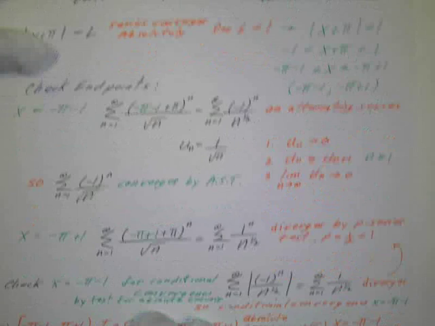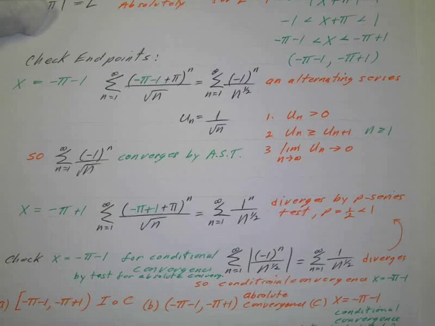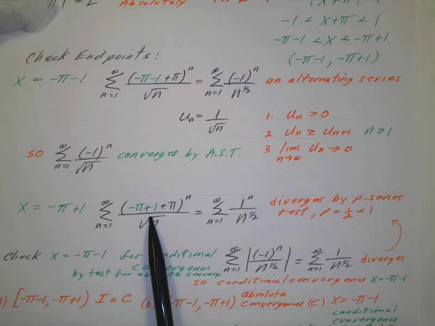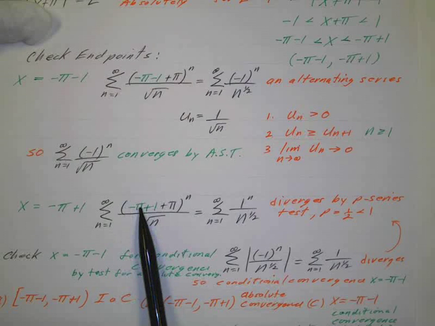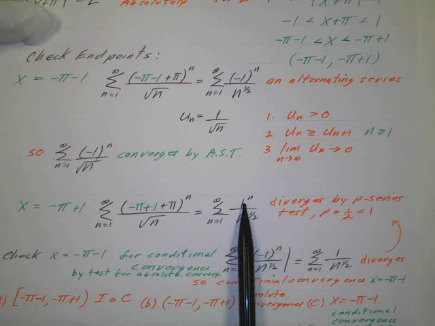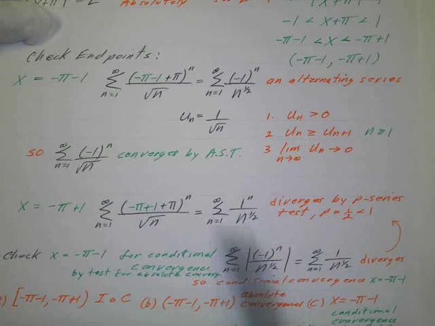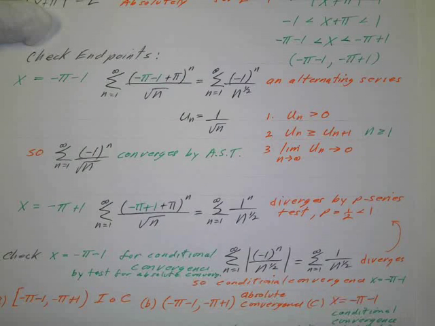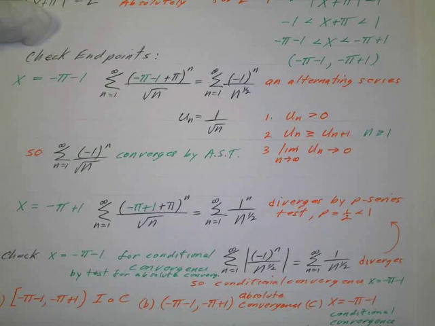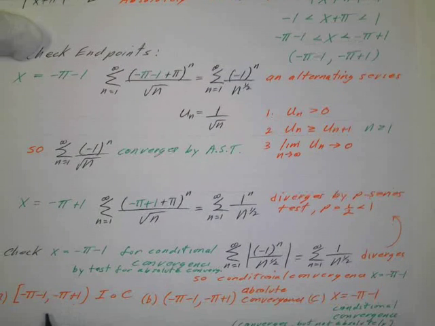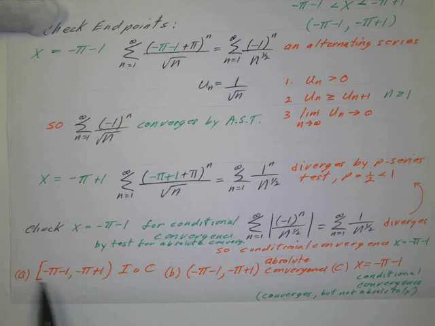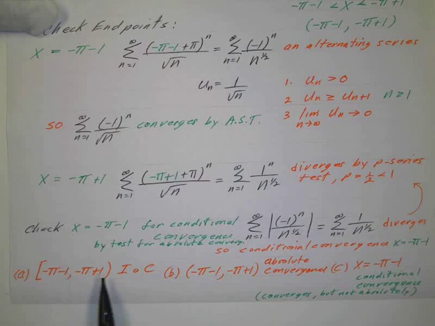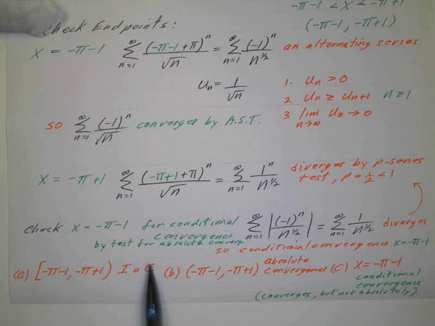Now let's check the other endpoint, the right endpoint, x equals negative pi plus 1. Again, I put this in the original series, but now I have 1 to the n, which is just 1, and this series will diverge by the p-series test, because p equals 1/2, which is less than 1. It has to be greater than 1 to converge. It's not even equal to 1. So it diverges by the p-series test, so this is not in my interval of convergence. My interval of convergence is closed at negative pi minus 1 and open at negative pi plus 1.